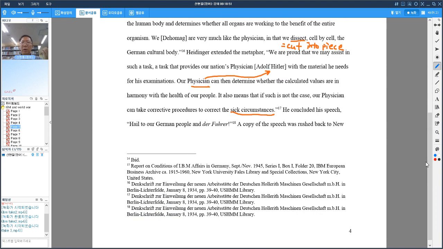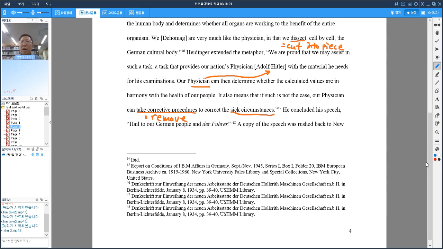If there is a certain social section that is not really beneficial to the entire society, the German government, or Adolf Hitler, can take a corrective procedure, meaning that they can remove those parts. So Heidinger concluded his speech, "Hail to our German people and their Führer." Their Führer also refers to Hitler. He concluded his speech by greeting Hitler and his German people.